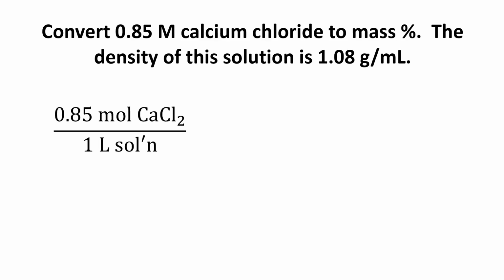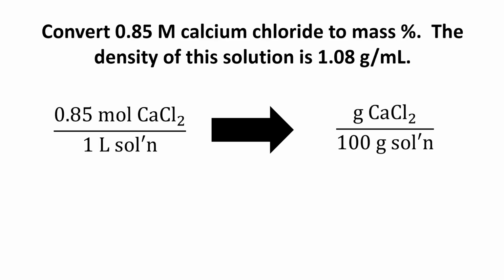I'm going to write that molarity with both of its units, so we can clearly see the numerator and the denominator, so we can see what those units are and how we might want to convert them. And we're trying to get to mass percent, and mass percent is grams of our solute for every 100 grams of our solution. If we take a moment and look at the numerator, it starts out as moles of calcium chloride, and we want it to end up as grams of calcium chloride. So we should be able to do that conversion using molar mass.